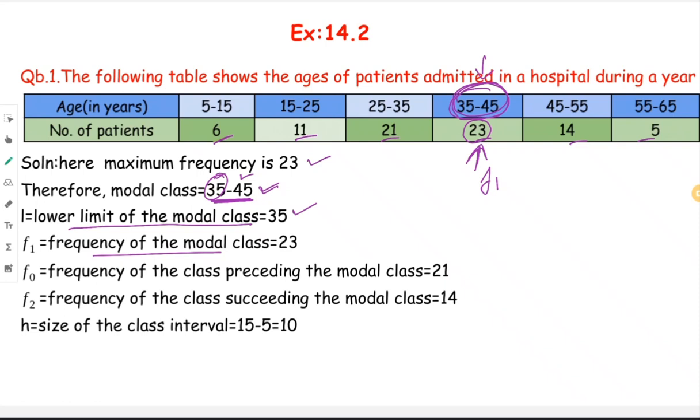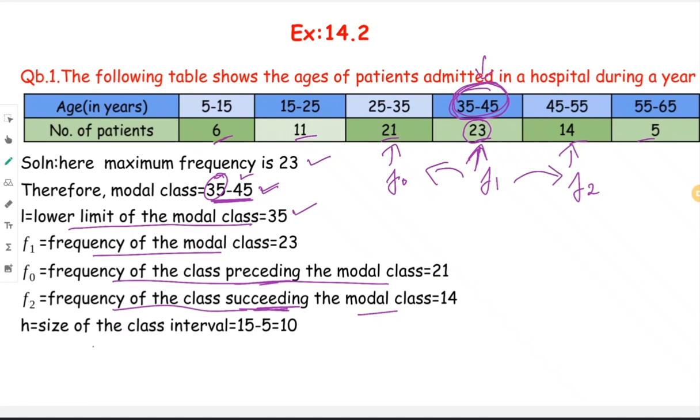Now let's find f0. Frequency of the class preceding the modal class. Preceding means before the modal class. So pretty simple. Before the modal class, what is there? 21. So this becomes our f0. Now f2, frequency of the class succeeding, that means after the modal class. After the modal class, we have here 14. So this becomes our f2. Pretty simple: before and then after become f0 and f2.